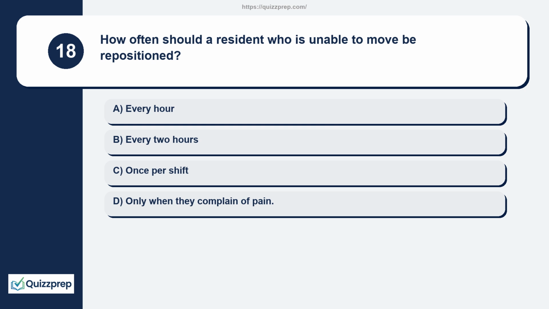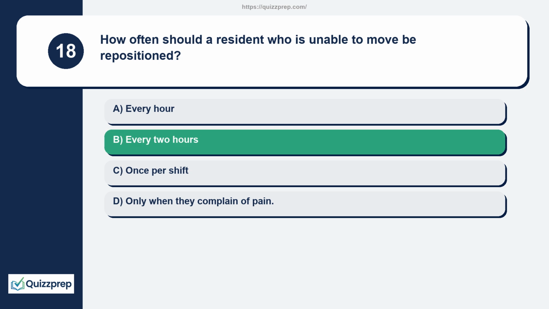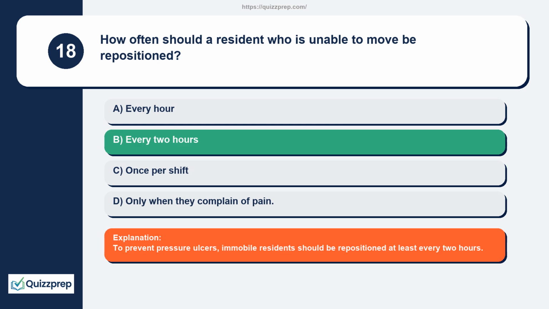Question 18. How often should a resident who is unable to move be repositioned? Every hour, every 2 hours, once per shift, only when they complain of pain. To prevent pressure ulcers, immobile residents should be repositioned at least every 2 hours.